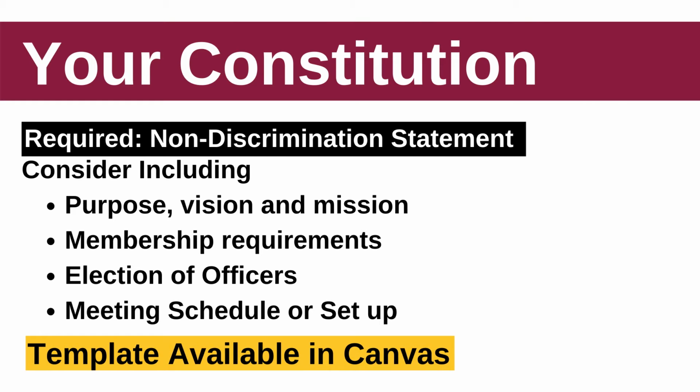There is a template available on the Canvas page that you can use to guide you in writing your own constitution. You can also make changes and adjustments to your constitution as your organization grows. One thing that is required is the non-discrimination statement, which is listed throughout the registration process and is also included in the template. Other than that, you should think about adding things about your mission, what you will require from members, how you will elect officers, and what your meetings might look like.